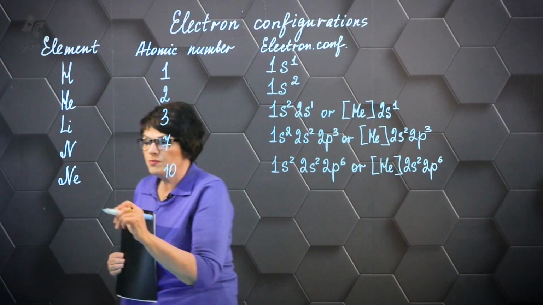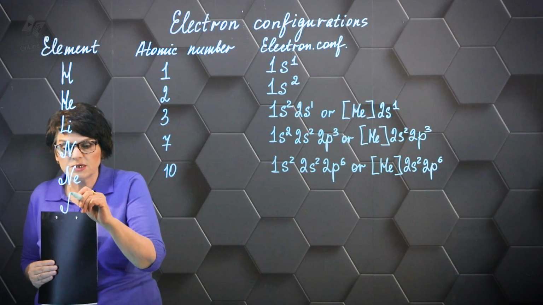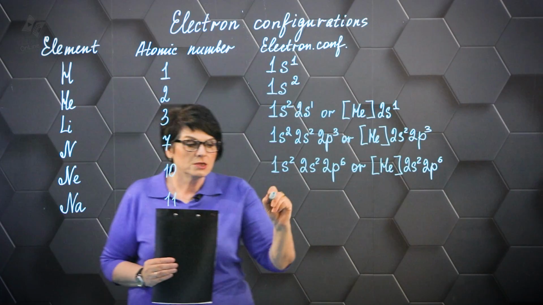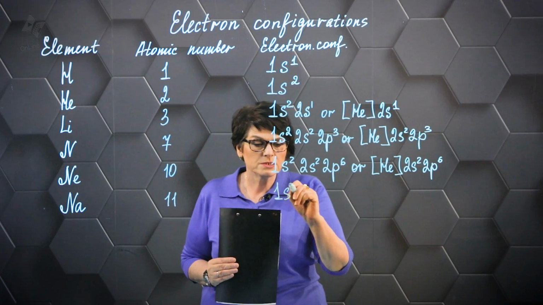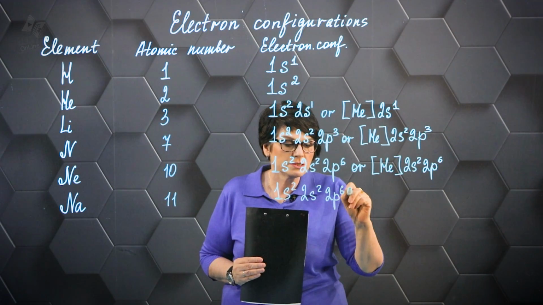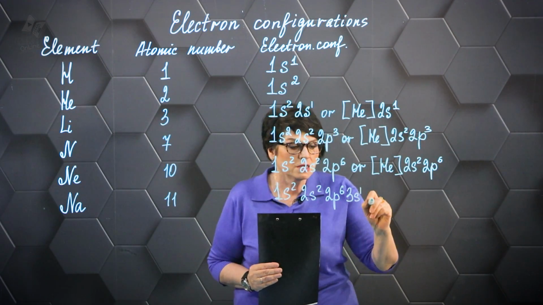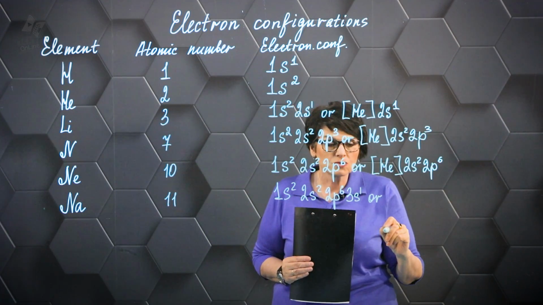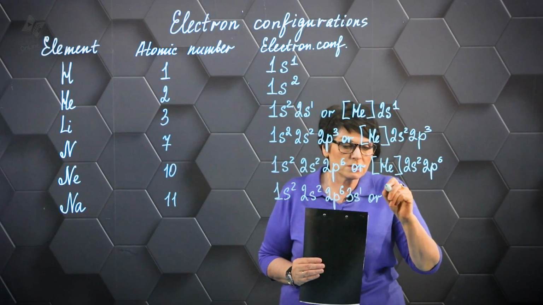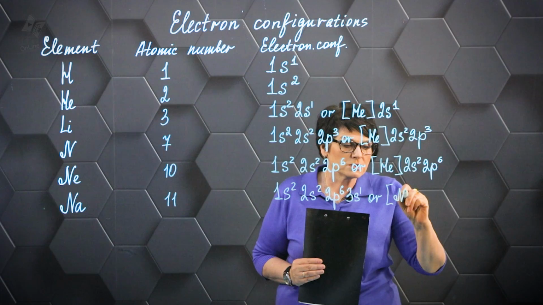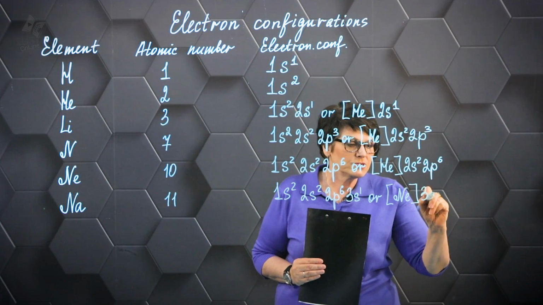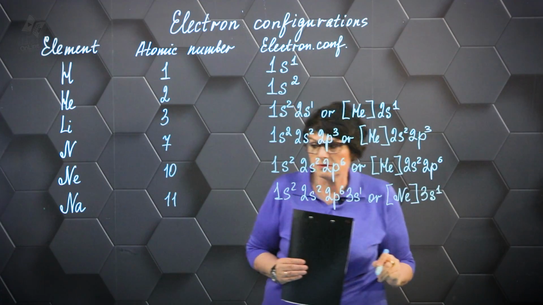The first element in the third period is sodium. Its number is 11. Its configuration would be 1s2, 2s2, 2p6 and 3s1. Or we can write it with a short formula, taking advantage of the fact that ahead of it is the noble gas neon, and then the entry can be like this: everything ahead is like neon, and the entry will be 3s1.